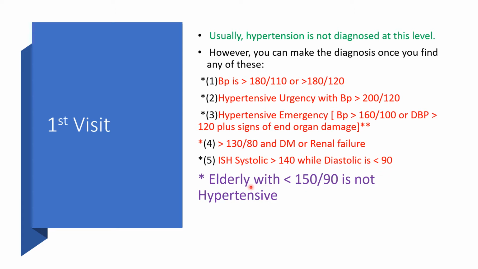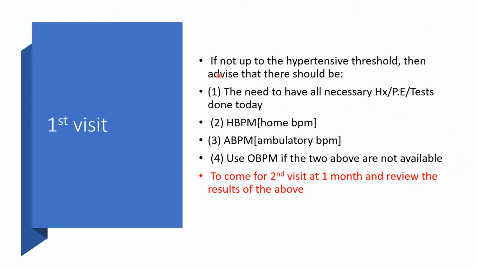If we're dealing with an elderly patient with less than 150 millimeters of mercury over 90 millimeters of mercury, that is not hypertensive. We cannot make a diagnosis of hypertension in an elderly man or woman with blood pressure values less than 140 over 90 millimeters of mercury. If not up to the hypertensive threshold, then we can advise that there should be the following.